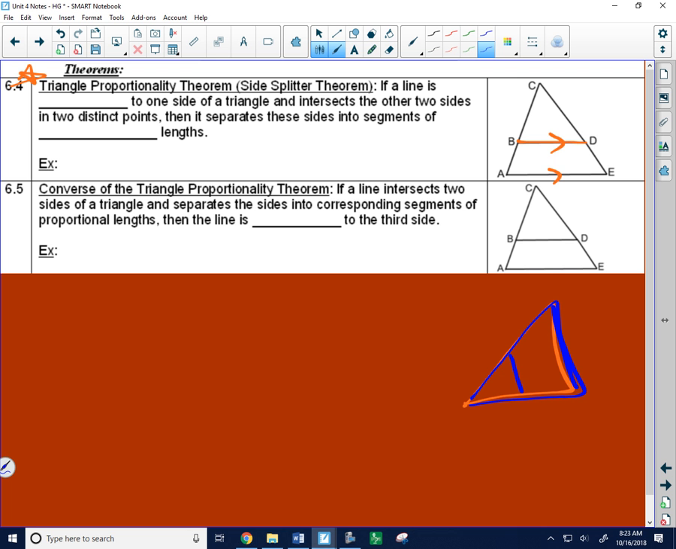And what it does is it separates the sides proportionally. So let's see what I want to say here. If a line is parallel to one side of a triangle, okay, it certainly intersects at two distinct points. It can't come up short. Then it separates the sides into segments of proportional length.